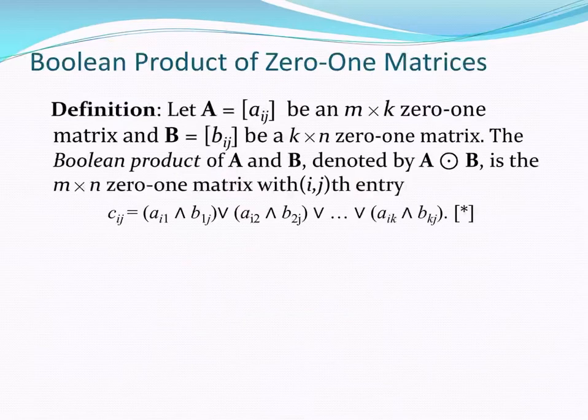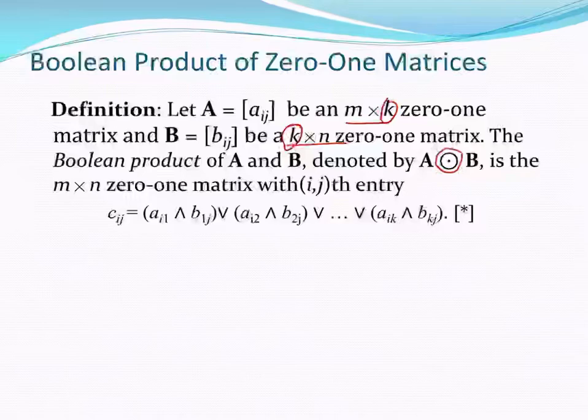Now we can also take the product of 0-1 matrices, and they obey the same dimension requirements as regular matrix multiplication. The interior dimensions, the number of columns in the left matrix, has to equal the number of rows in the right matrix. And we denote Boolean product as a dot with a circle around it.